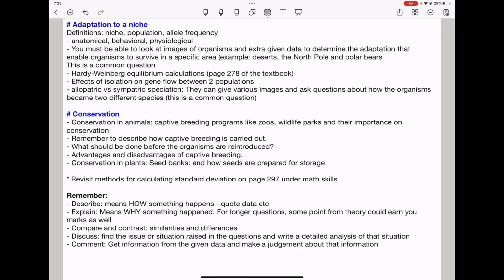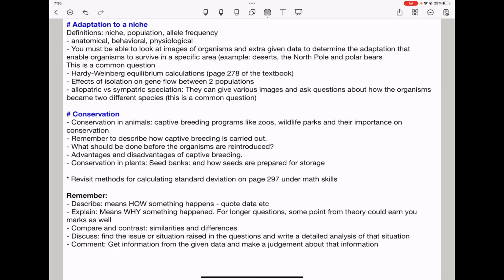In addition to the topics we have seen, please remember that for any biology question, describe means how something happens. When they ask to explain, it means why something happened. So here you need to give reasons as to why something happened. And for longer questions, some points from your own knowledge could be added as well because they could give you marks, provided they are related to what you're trying to talk about.